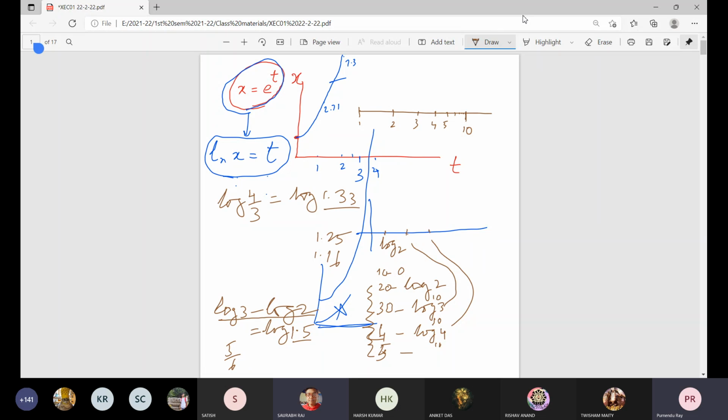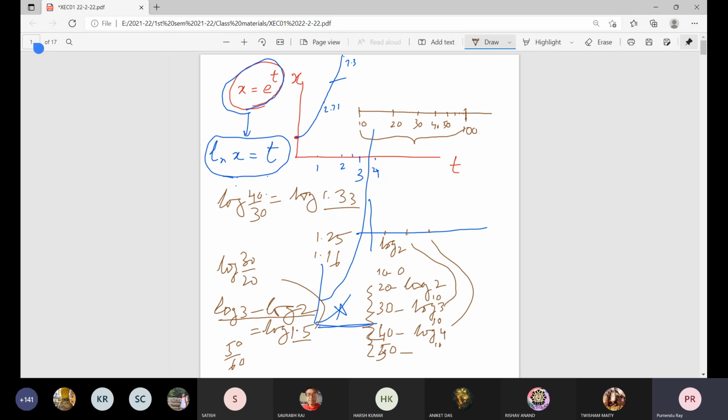Then 20 and 30, 30 and 40, and 40 and 50. Those will be log 40 by 30, log 50 by 60, log 3 minus log 2, and log 30 by 20. They are the same. So you will find the whole information is repeated, starting from this 10, it will be 10, 20, 30, 40, 50, etc. up to 100.